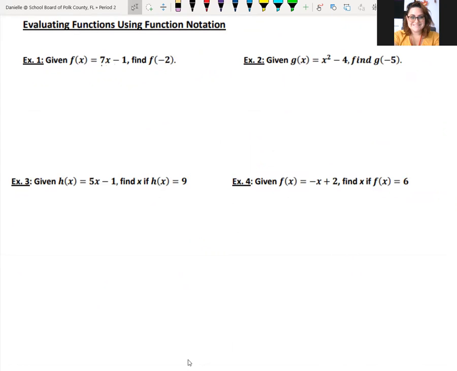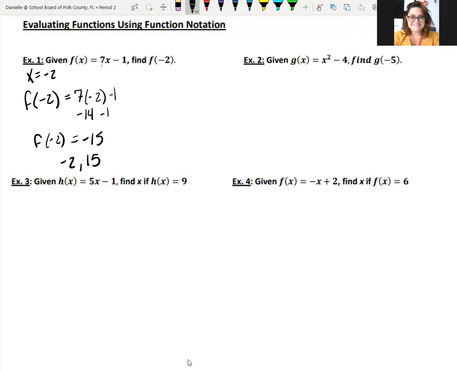7x minus 1, and we need to figure out what happens at x equals -2. So x equals -2 is what this is saying over here. So now if I know what x is, I can plug it in. So I would have f at -2 equaling 7 times -2 minus 1. 7 times -2 gives me -14 minus 1, which gives me -15. So we could say f at -2 equals -15, or we could say -2, -15.